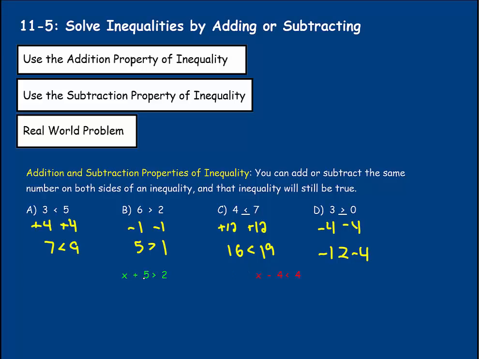We have x plus 5 on one side, and that's greater than 2. Well, I know that I could subtract 5 from both sides to get me x by itself, and this will still be a true statement. So x would be greater than 2 minus 5, which is negative 3. So this is just as true as that statement, but now I can be more specific for x. We have x minus 4 is less than 4. I can get rid of this subtracting 4 by adding 4. So now I know that x is less than 4 plus 4, which is 8. And that's a still true statement.